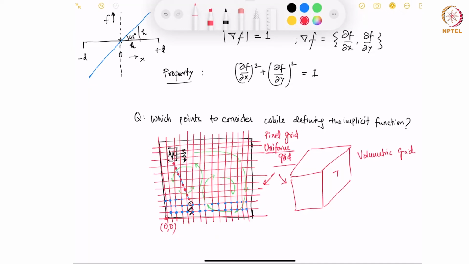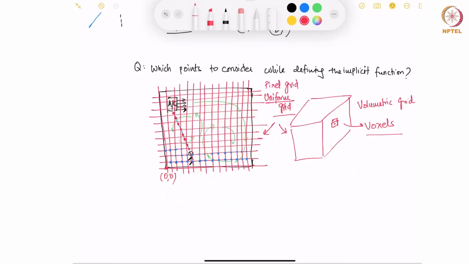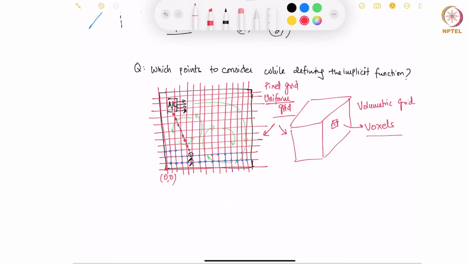And these individual elements are called voxels, or volume elements, okay? And then at the center of each voxel, you calculate the distance. So these are your sample points. And tomorrow we will see that if you don't like a uniform grid, you could also create an unstructured grid.